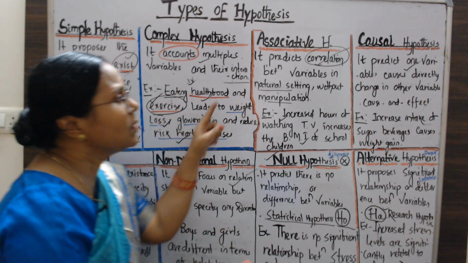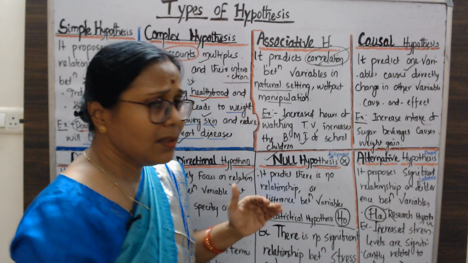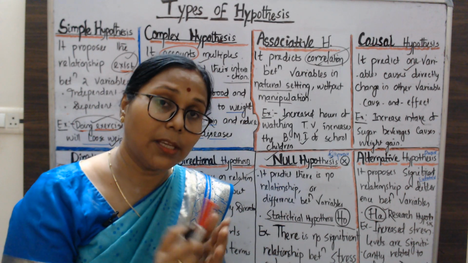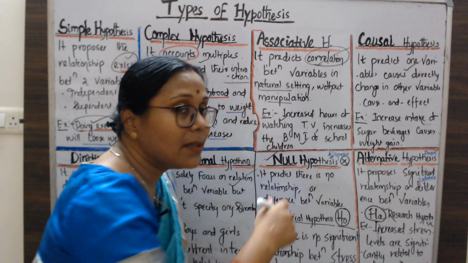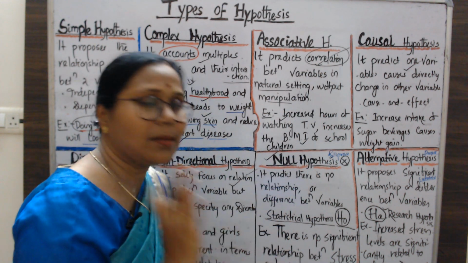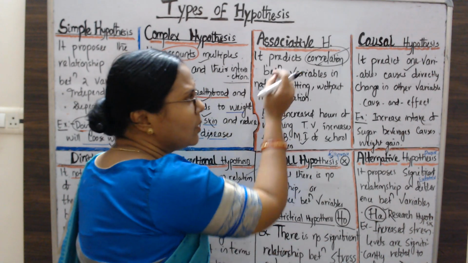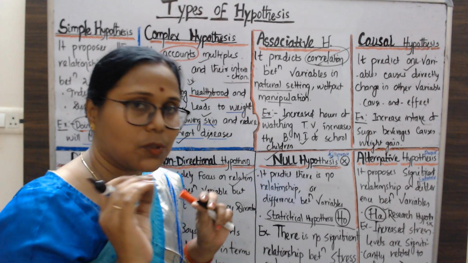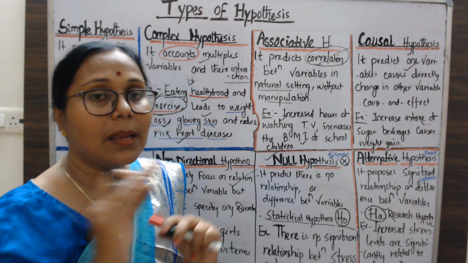Next one, associative hypothesis. As its name indicates, there is a relationship or correlation between the independent and dependent variable, but without interference. In natural settings, without any interference or manipulation, we only observe that a correlation exists between the independent variable and dependent variable.